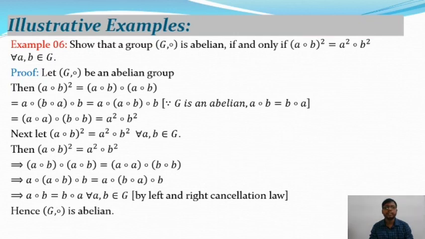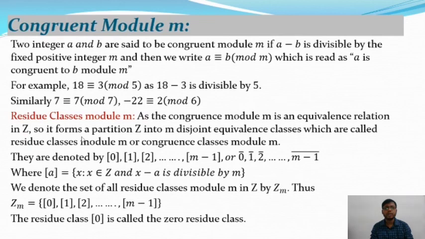So hence G composition be an abelian group. After that, we will discuss the congruence modulo M. Two integers a and b are said to be congruent modulo M if a minus b is divisible by the fixed positive integer M, and then we write a ≡ b mod M.